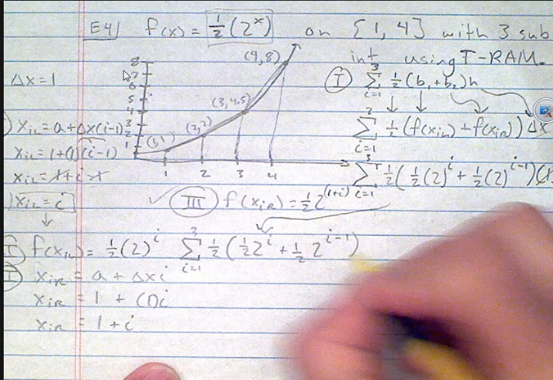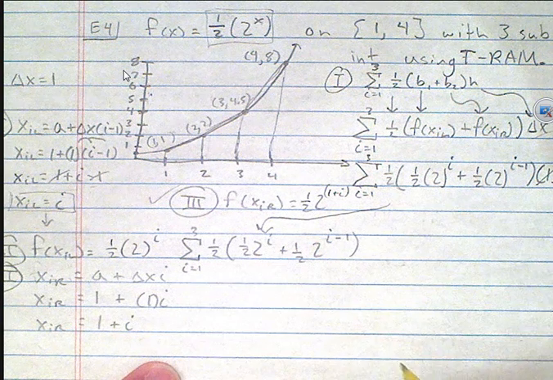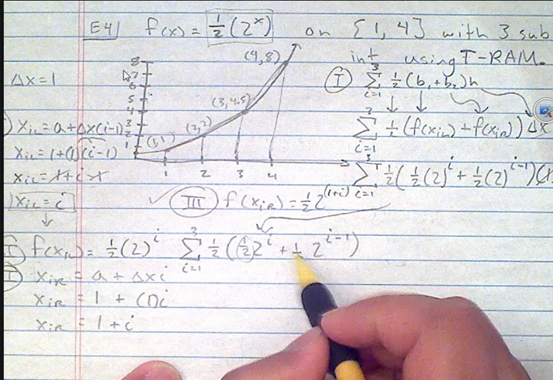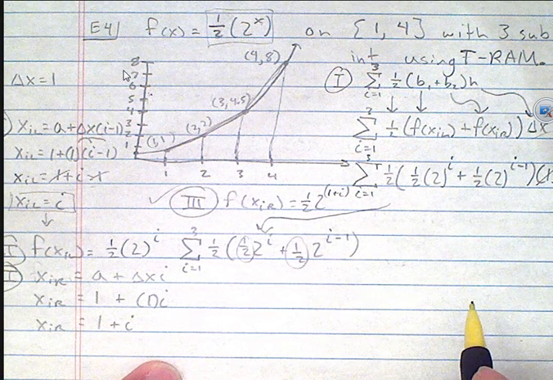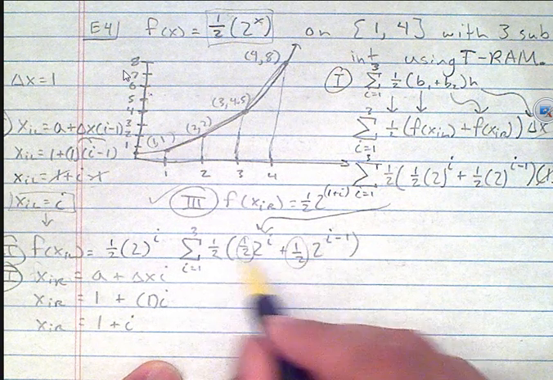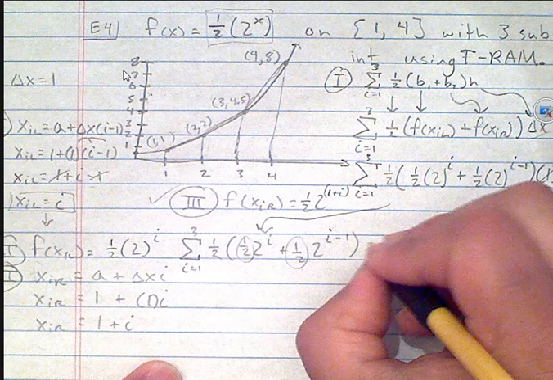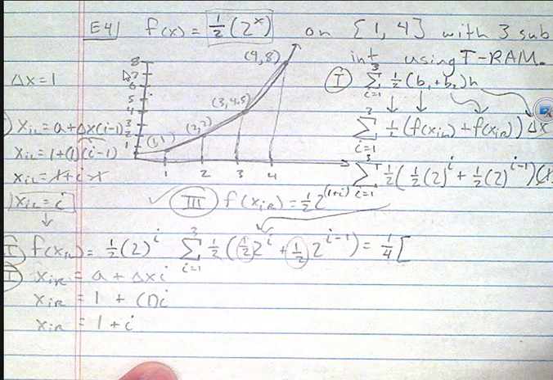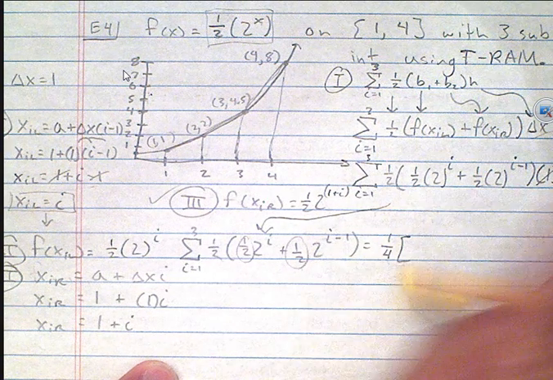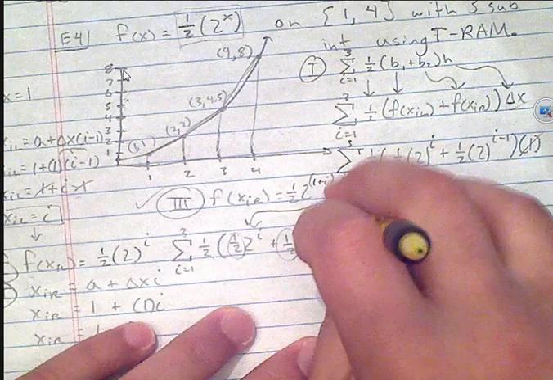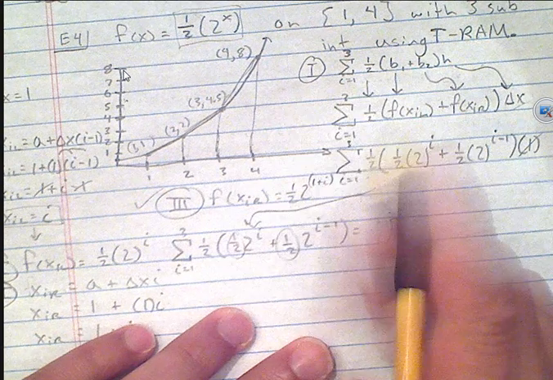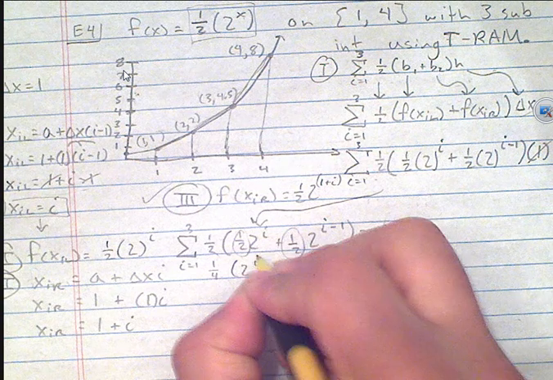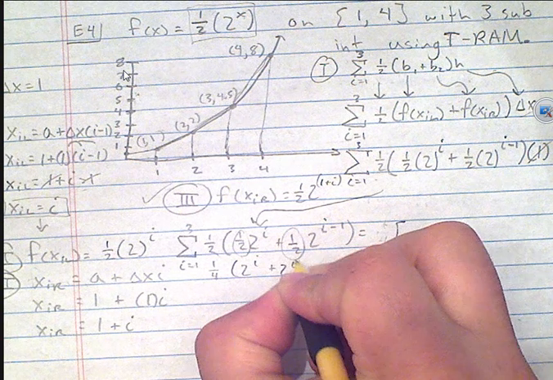Now watch this. This is where algebraic savviness helps. They got 1/2 in common, so I'm going to factor out a 1/2. Factoring out a 1/2 with this 1/2 out here yields 1/4, bracket. And I'm going to go ahead and rewrite the whole thing so I don't confuse myself. 1/4 times 2 to the i power plus 2 to the i minus 1 power.